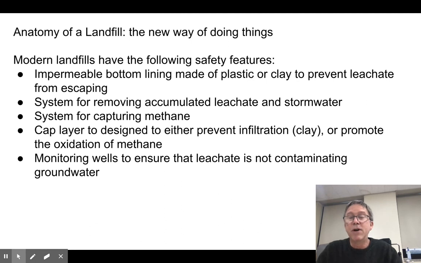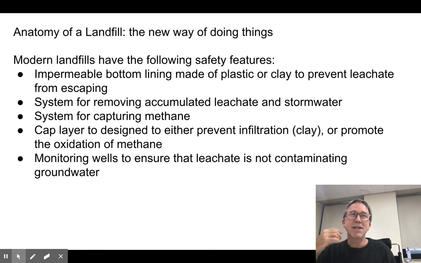So we don't want to overflow this barrier, right? So we have to have a way of getting that leachate out and then mitigating it somehow. You're dealing with it somehow. Okay, that's a whole nother issue. All right. We also need a way of capturing the methane. There's going to be methane generated. We need to capture that methane and do something with it.